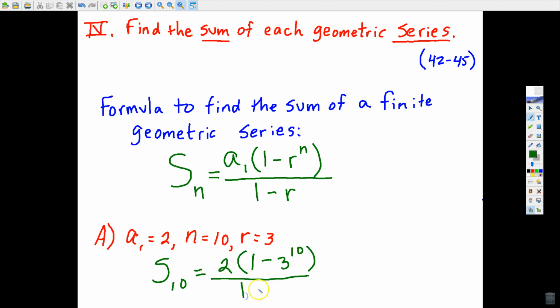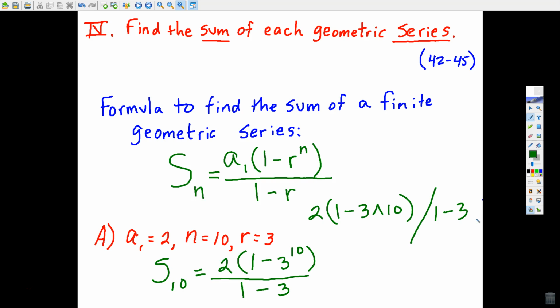Divided by 1 minus R. So let me give you a heads up about one particular common mistake that people make right here. Here I am keying into my calculator: 2, parentheses, 1 minus 3 raised to the 10th, divided by 1 minus 3. What's the problem there? The calculator is very, very obedient.